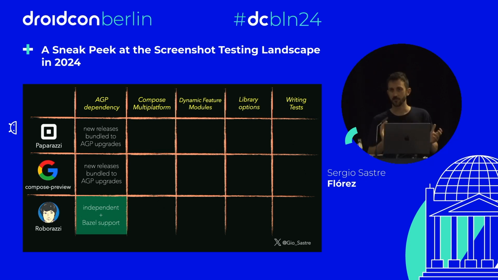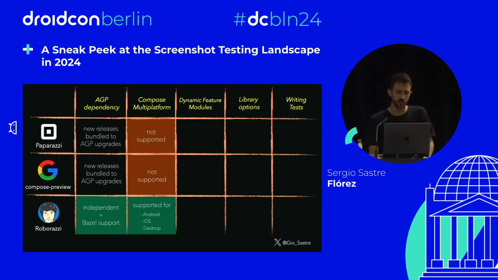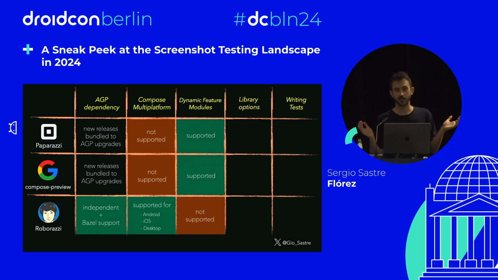Roborazzi is independent from AGP, and if you are using Bazel instead of Gradle, you can even use it. With the other tools, you cannot. Compose Multiplatform. Roborazzi also supports Compose Multiplatform. For Android, it uses Robolectric. For desktop, it uses Skiko or something like that. For iOS, I don't know, but it's supported. Then, if your project has dynamic feature modules, so modules that are downloaded lazily on demand, Robolectric does not support it. Since Roborazzi uses Robolectric, it does not support it either.